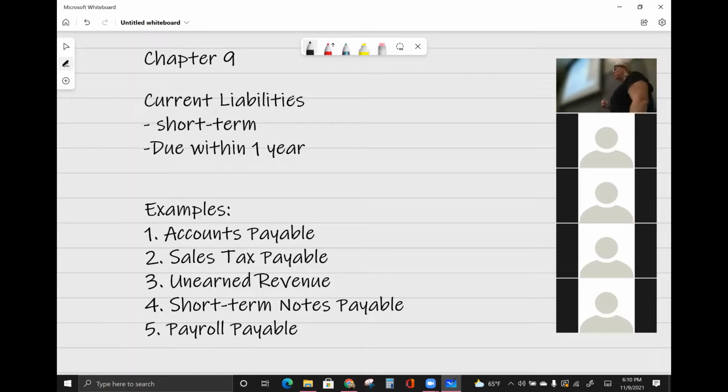Then we have short-term notes payable. So I may decide that I am going to borrow some money for 90 days. I'm in a cash crunch and I need to borrow some money. And I can do that. I put it on my books, set it up, my cash comes in. The offset is I have to pay that out later. So I have to put it there to track it. I also may have to pay interest on that money.